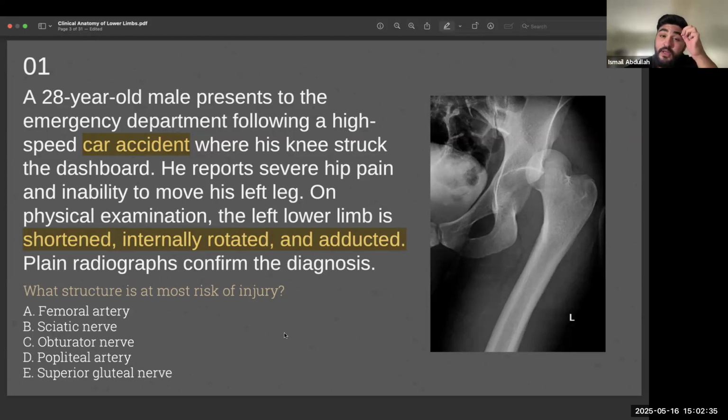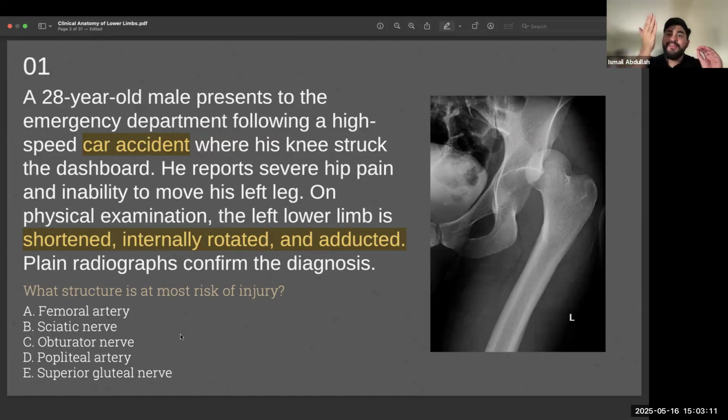So first of all, what's going on? So this is a posterior hip dislocation, right? Because as you can see, this is the acetabulum, and the head of the femur is just dislocated posteriorly. So what structure do you think is at most risk of injury here? I think the sciatic nerve. Yes, that's going to be the sciatic nerve. That's very correct. Now, why is it not the other structures? It's just simple. This is pure anatomy.